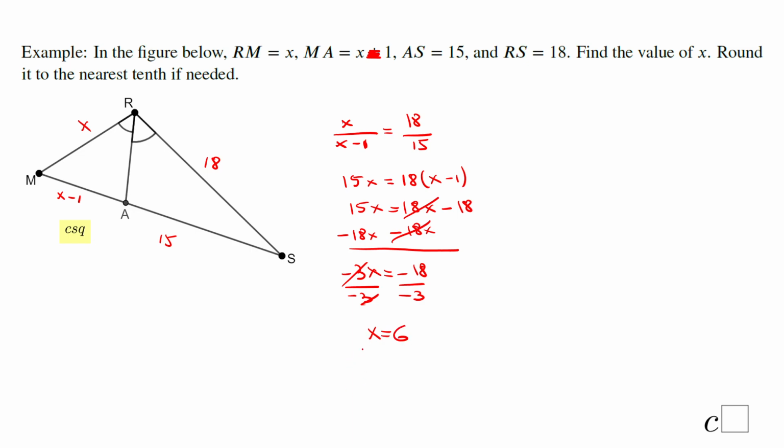So we need to find the value of x, which we did, and round to the nearest tenth if needed, is not needed. But now let's give it a meaning. That's the reason I said that negative 6 doesn't make sense. RM should be 6. AM should be 6 minus 1, and that'll be 5, just in case you need it. Okay, but this is what we need.